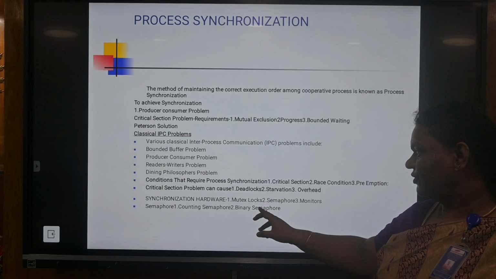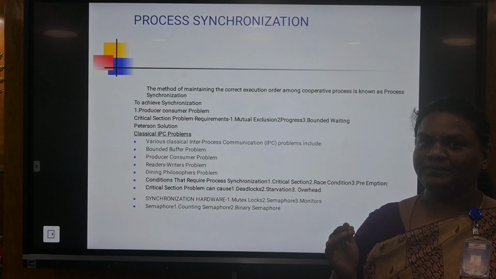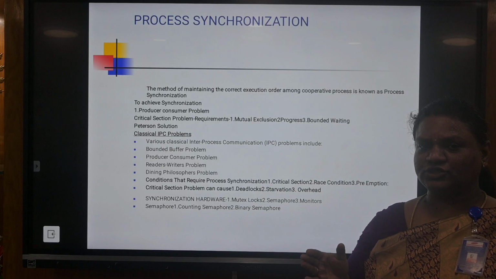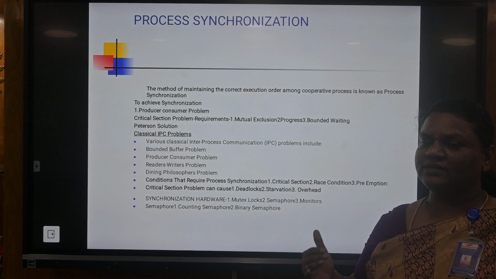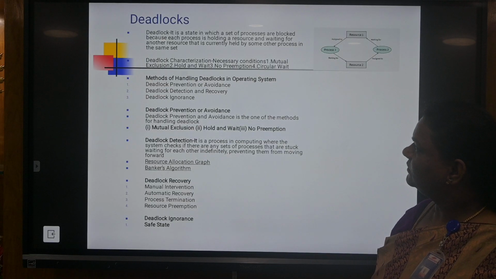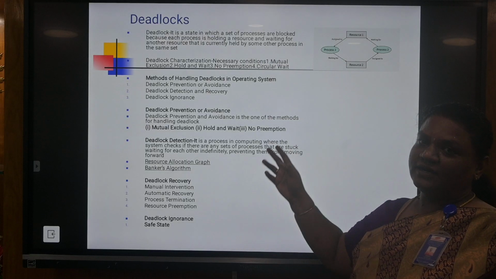Synchronization hardware are mutex lock, semaphores, monitors. Mutex lock is a mechanism where, when a process is already in a critical section, another process has to wait outside. A process is not allowed to enter into the critical section. If those conditions are not met, a deadlock will occur.